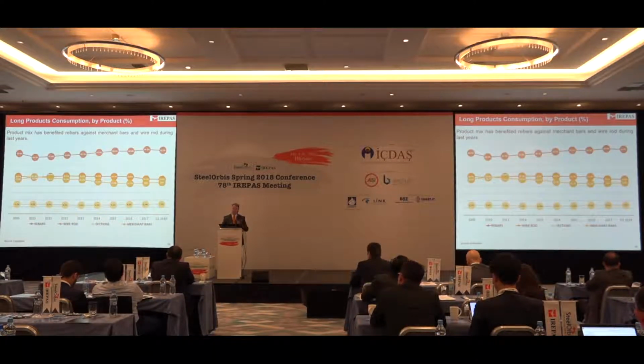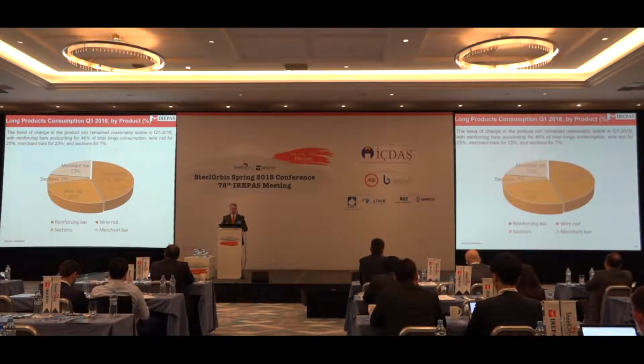The product mix has remained quite stable during the last years. Maybe only one comment can be made: product mix has benefited rebars against merchant bars and wire rod during the last year. So today the picture of the world consumption of different types of long products is what you can see on the screen. Reinforcing bars are 46% of consumption, wire rod 25% of the worldwide consumption, merchant bars 23%, and sections only 7%.